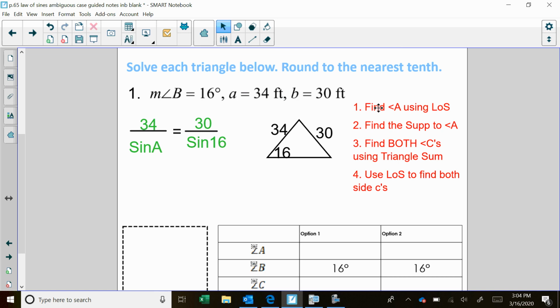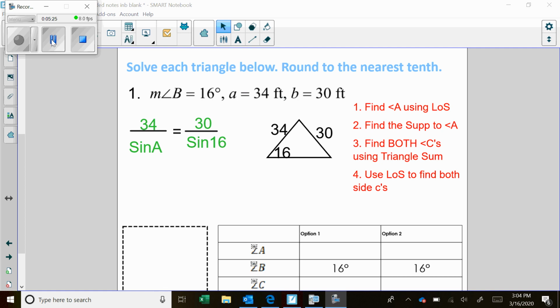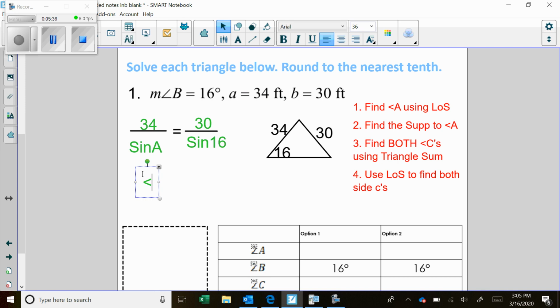So first step is we find angle A using the law of sines. I trust that you know how to solve that. So go ahead and calculate, and I'll pop up the answer. After making the calculation, angle A is 18.2 degrees. Okay, so we take that 18.2 right here.